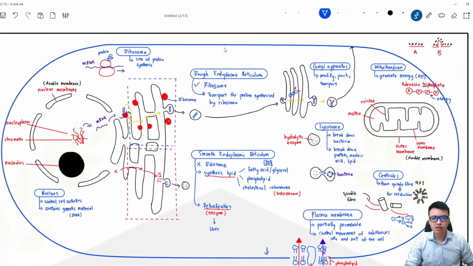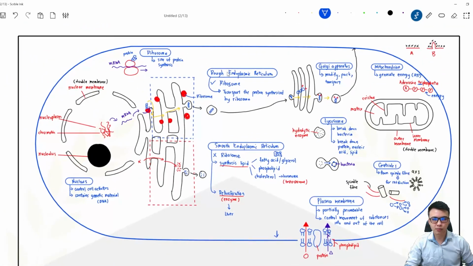Okay guys, that's it for the whole map of the cell organelles for the generalized animal cell. So this is most of the cell components that can be found in an animal cell. Now guys, one tip to take away when you come to memorize the structure and the functions of the cell components.